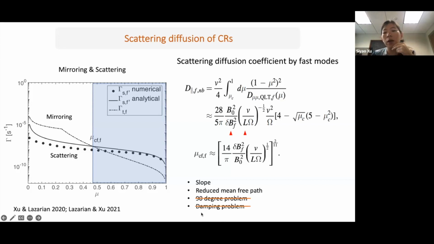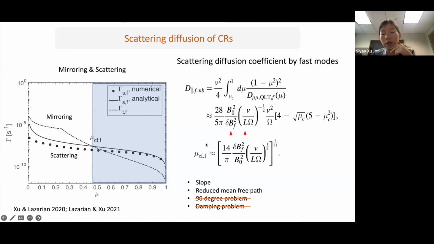And we also know that faster modes are more subject to different damping effects in the interstellar medium. But damping is more serious for particles with large pitch angles, because to satisfy the gyroresonance condition, when we go to large pitch angles, the damping becomes a problem. So now, because we don't need to worry about large pitch angles for the scattering, we also can avoid the damping problem for faster modes.